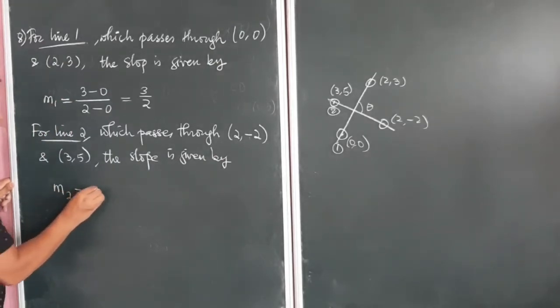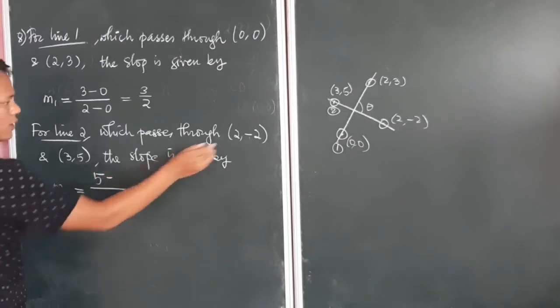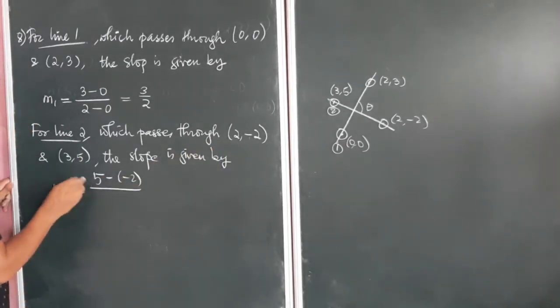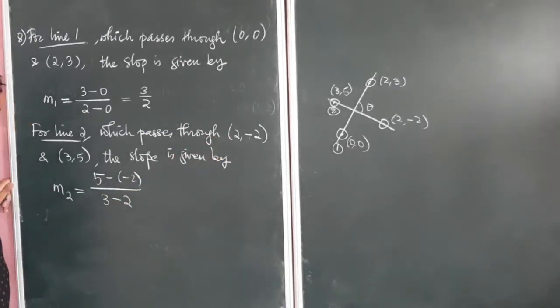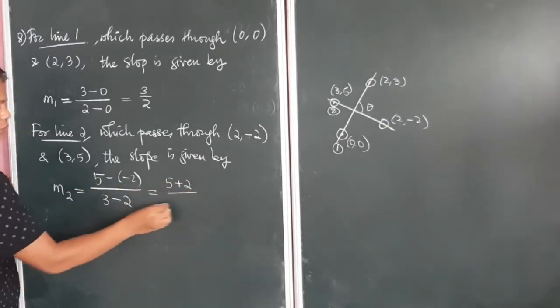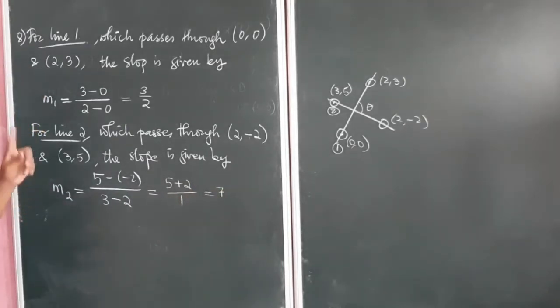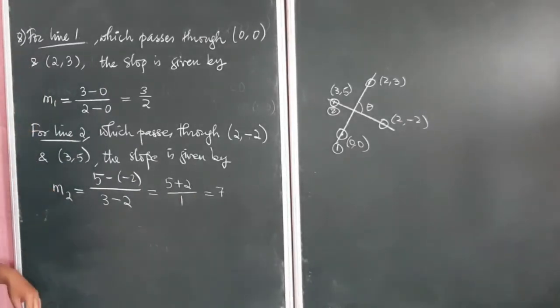So m2 will be equal to y2 minus y1, that is 5 minus of minus 2, divided by x2, which is 3, minus x1, which is 2. And how much is this? So this is 5 plus 2 divided by 1, which is equal to 7. That means the slope of the second line is 7. Now let us find the angle of intersection.